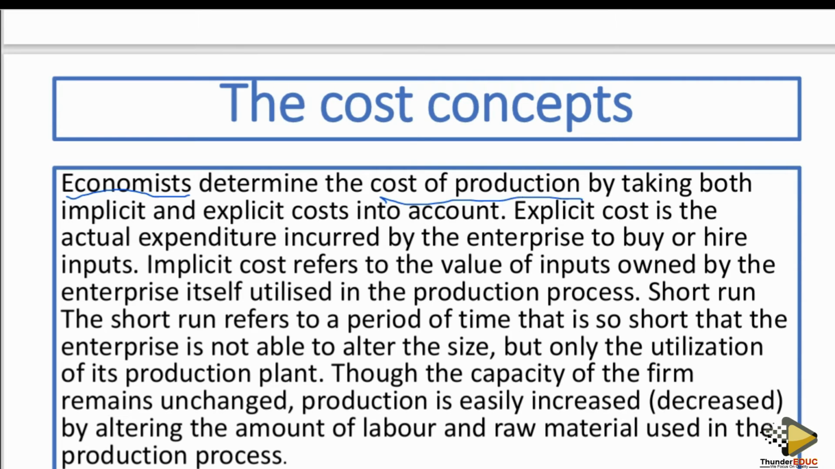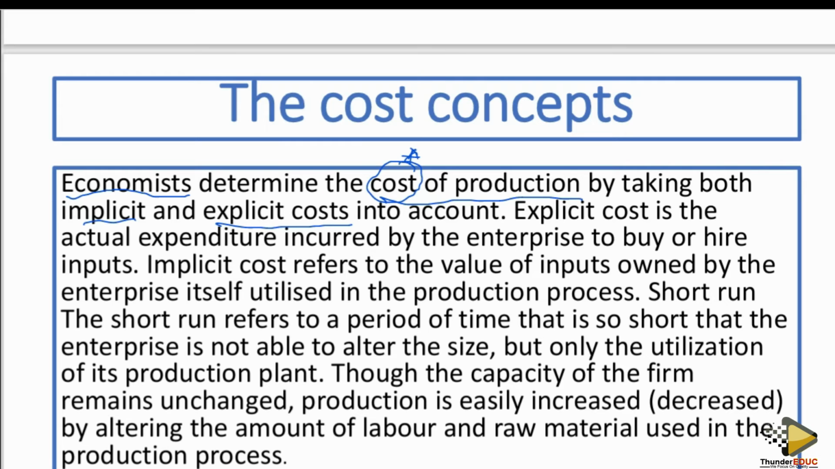Okay, right. So now economists determine the cost of production by taking both implicit and explicit costs. Okay, great. Remember, I did explain these two concepts, explicit cost and implicit cost. Before we go to the cost of production, let's first explain the meaning of the word cost. Because I've seen most of you grade 12s don't know how to differentiate between the word cost and the word price.